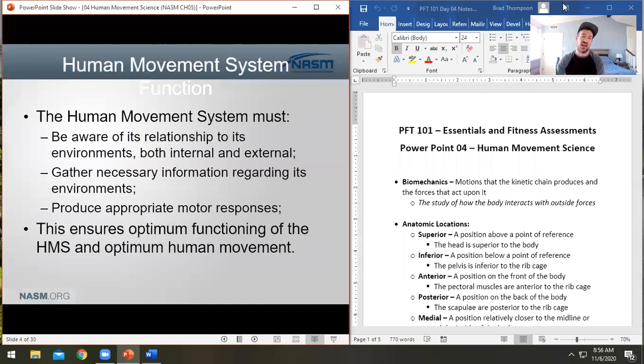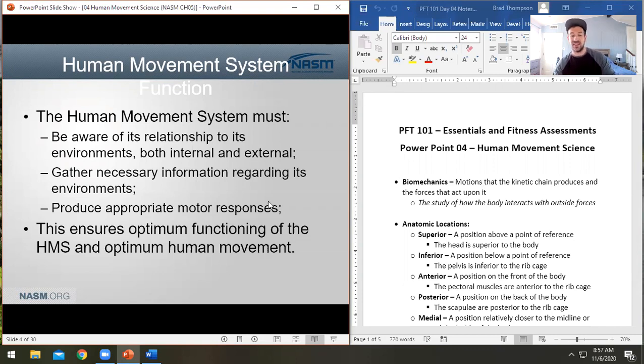So let's go ahead and take a look at our human movement system, right? The human movement system is the muscular system, nervous system, and skeletal system all working together. It's got to be aware of its relationship to the environment, internal and external, what position it's in and things like that, in order to produce the appropriate response. Without understanding its current status, it isn't able to understand how it's supposed to move in response to that status, right?